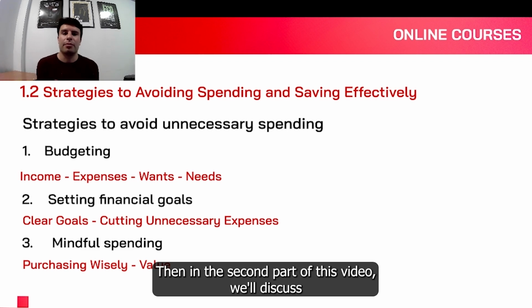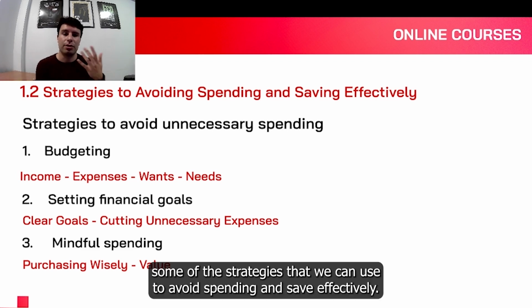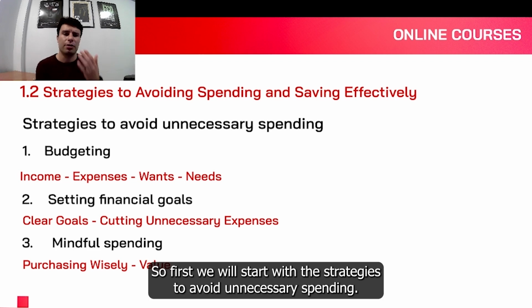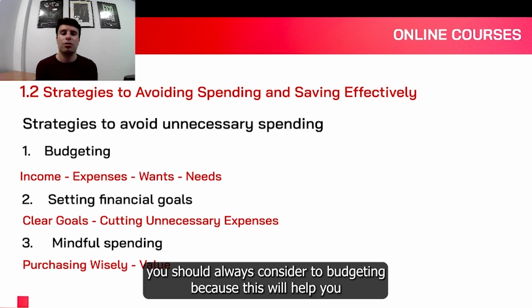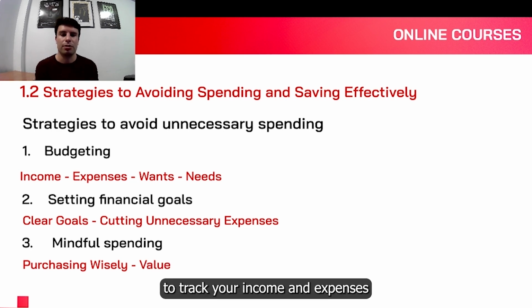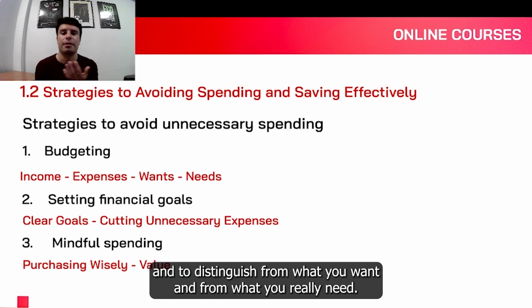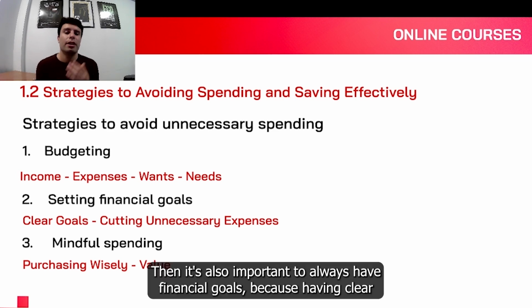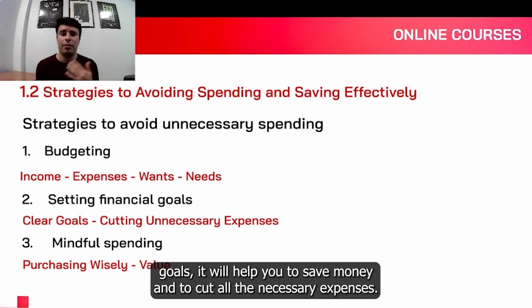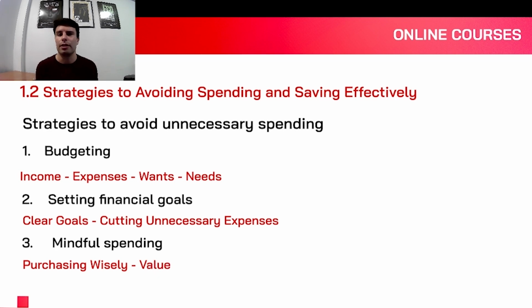Then in the second part of this video, we'll discuss some of the strategies that we can use to avoid spending and save effectively. So first, we'll start with the strategies to avoid unnecessary spending. First of all, you should always consider budgeting, because this will help you to track your income and expenses and to distinguish what you want from what you really need. Then it's also important to always have financial goals, because having clear goals will help you to save money and to cut unnecessary expenses.